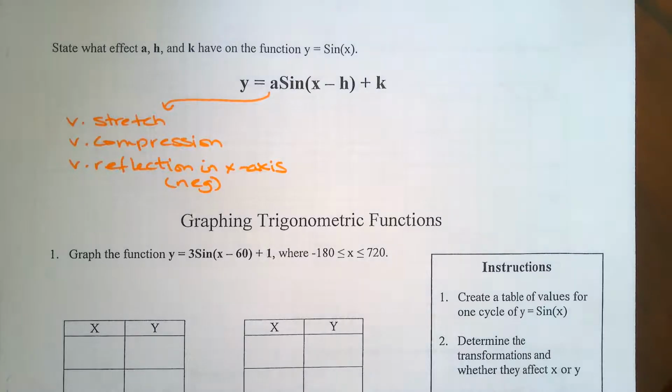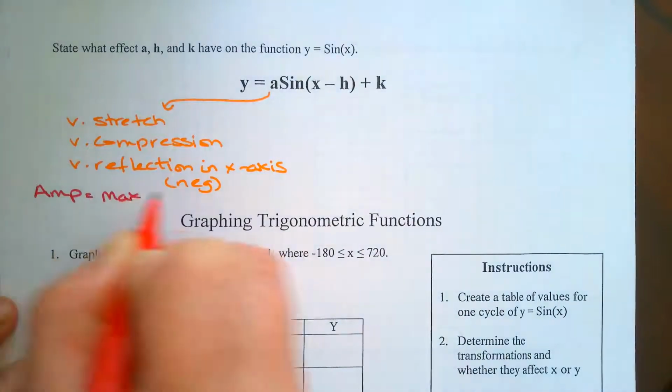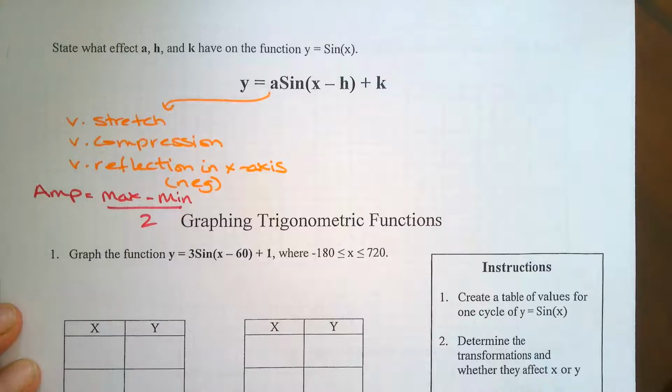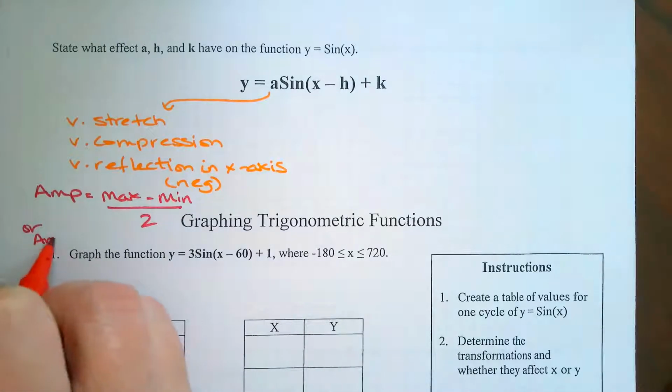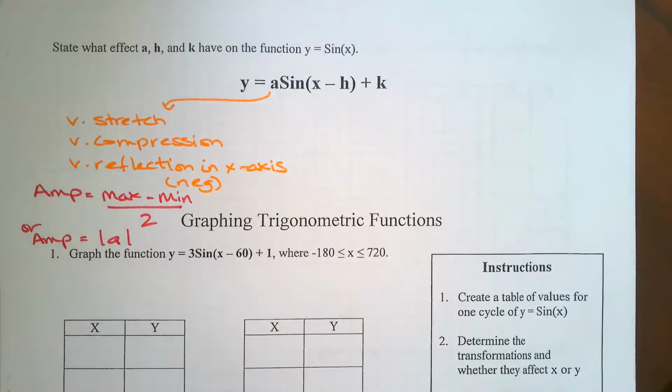The other thing that A is, it's the amplitude. And the amplitude can be found by doing the max minus the min divided by 2. Or the amplitude is the absolute value of A. It just means that's the positive value of A. If you've taken physics, you'll know that it's like the magnitude of A. Okay, so it means we only use the positive. So we don't worry about if there's a reflection or not.